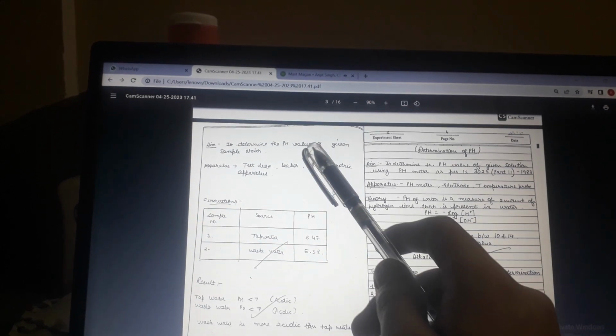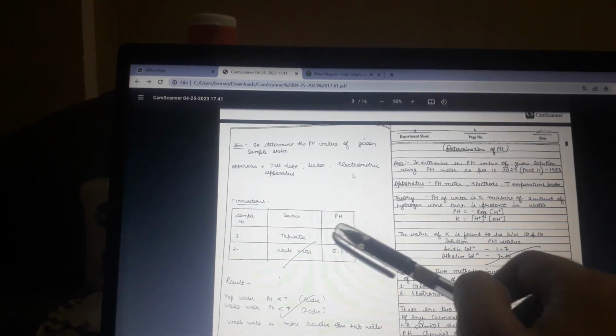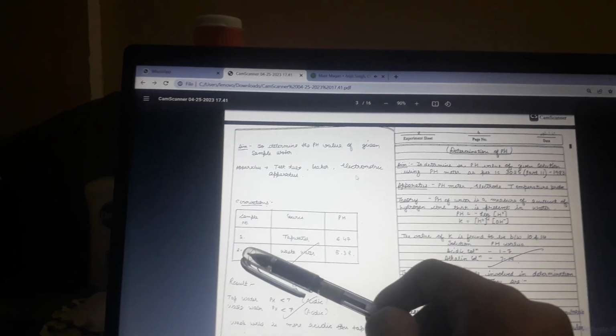Aim: to determine the pH value of given sample water. Apparatus: test tube, beaker, electrometric apparatus. Observations: sample number, source, pH, temperature. This is 1, this is temperature, this is 647, this is 2.